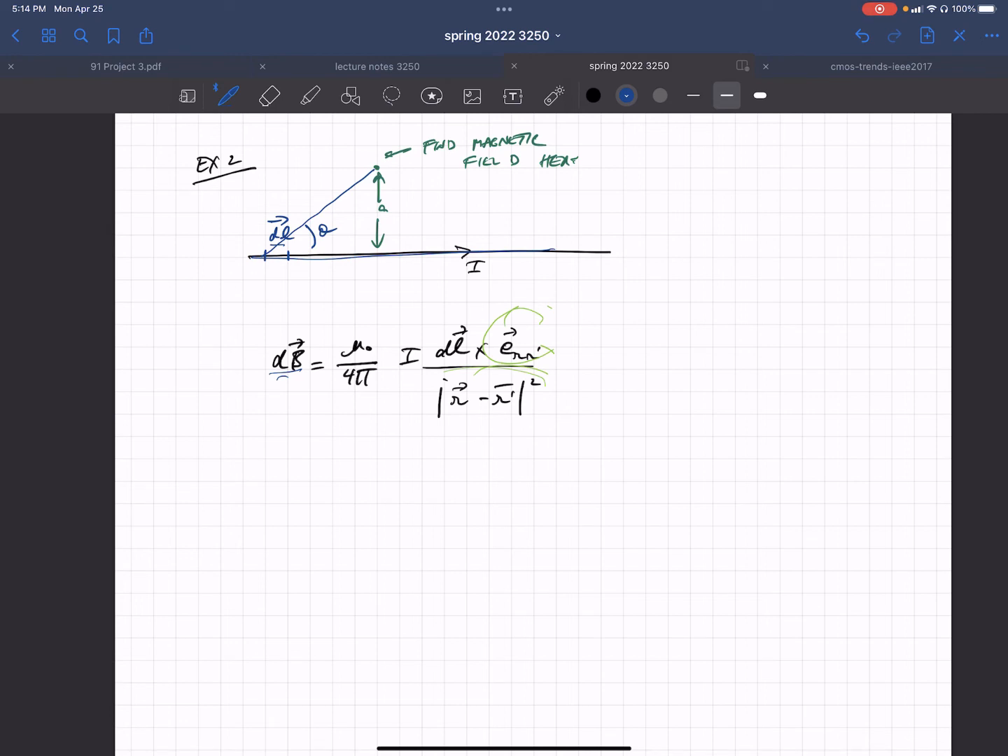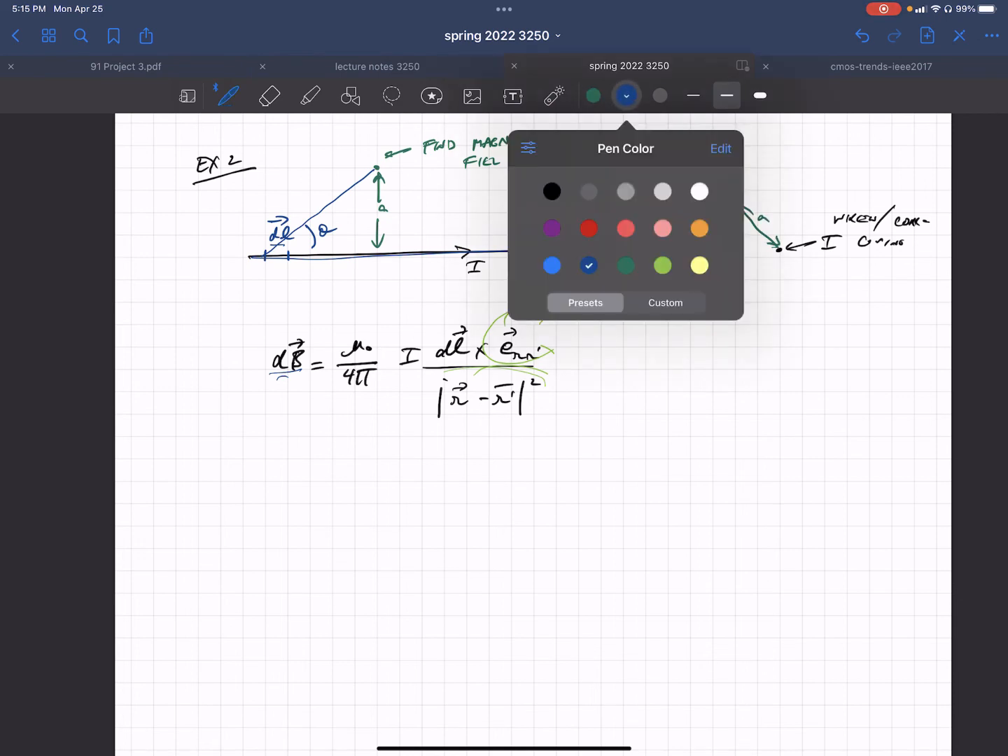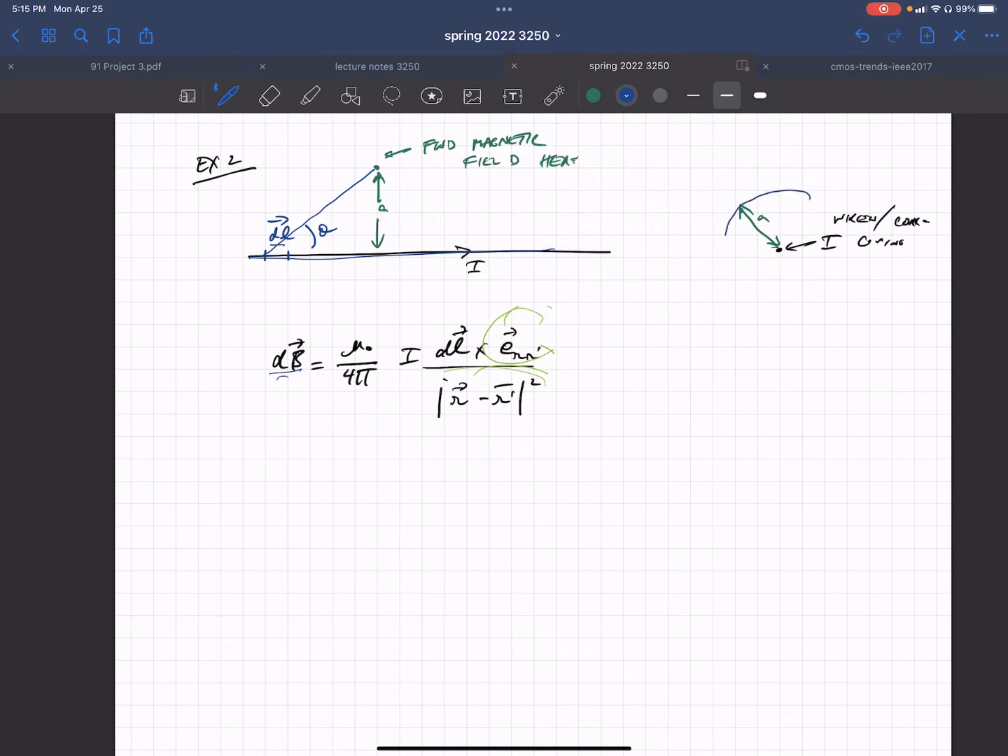So again, if you're going to look at it, let's say this is the wire pointing at our face. So this is the wire with the current coming out. And a is going to be sticking out. Basically, the magnetic field at all points has to be perpendicular to it. So it's going to be basically going in a circle around. So this will be the magnetic field at every point.